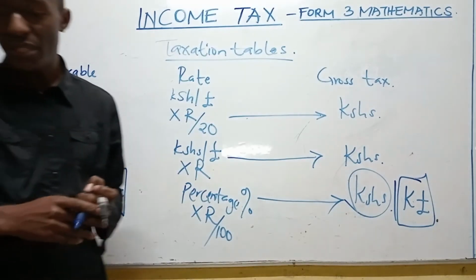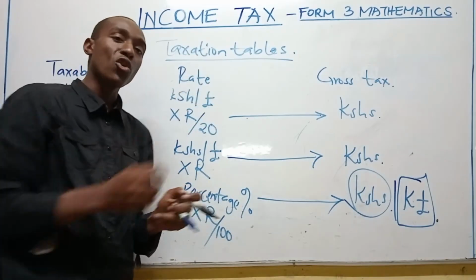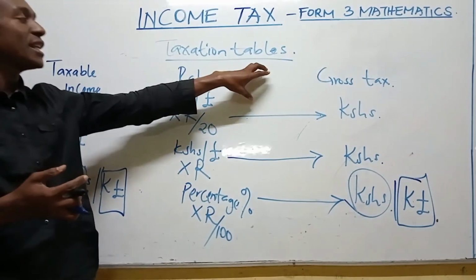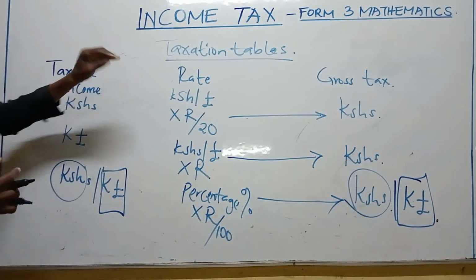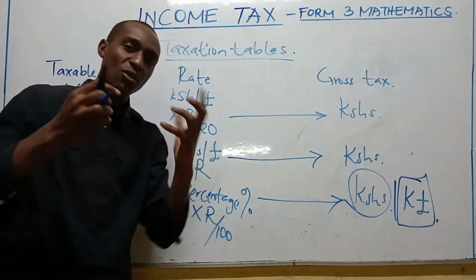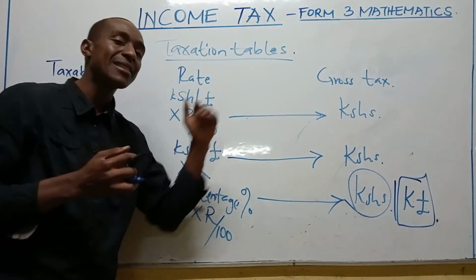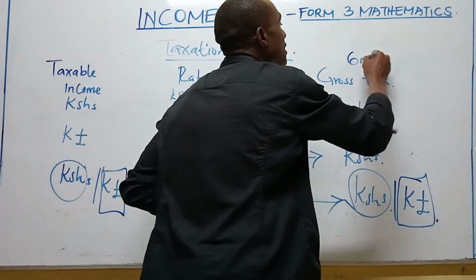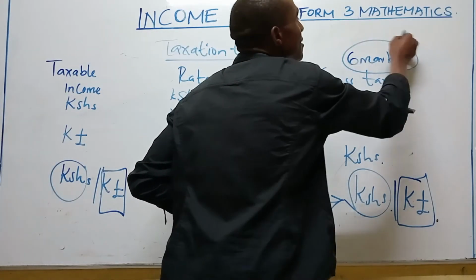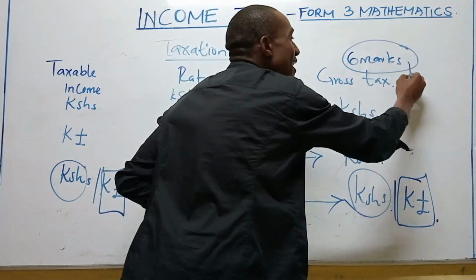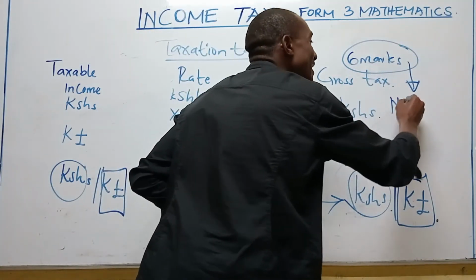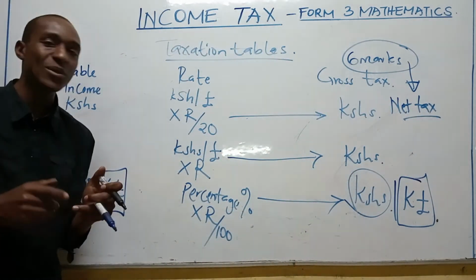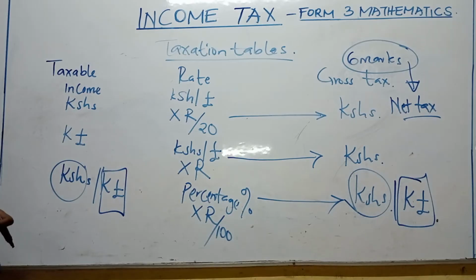The next thing is about how you now move on with taxation. We have what you call slabbing. You take the amount of money that you already have as taxable income, put that money in the table that I will be showing you, and then start taxing. What you are looking for is 6 marks. And these 6 marks, you will get them by the time you get the net tax. So I go straight to the net tax, give you some tips, and then we'll move on like that.